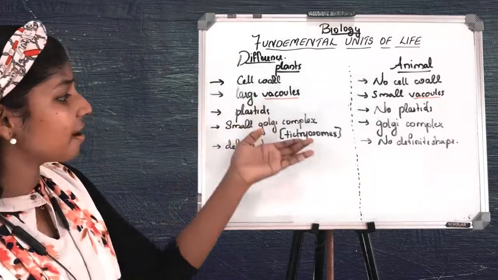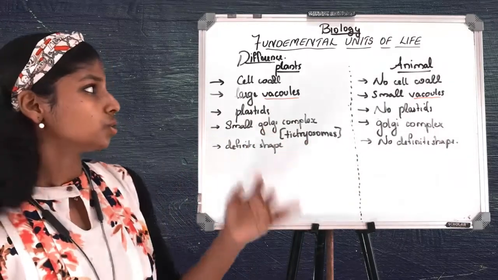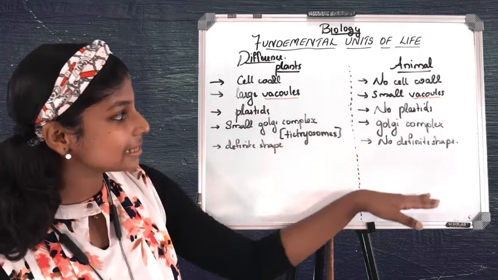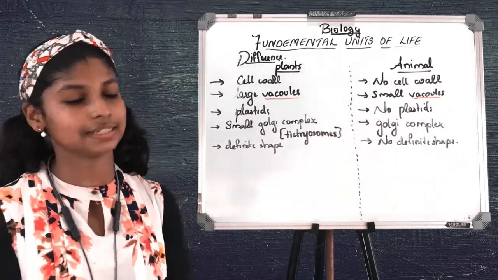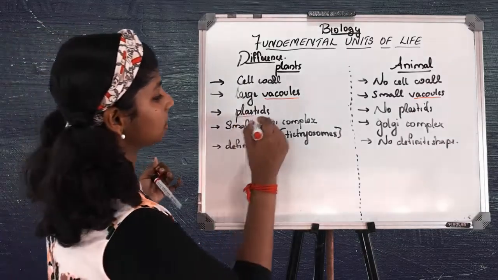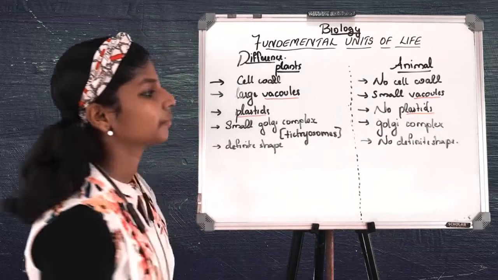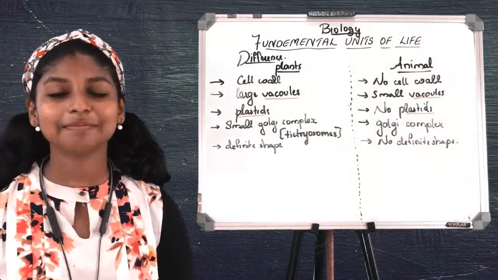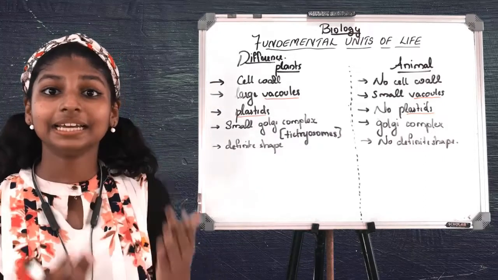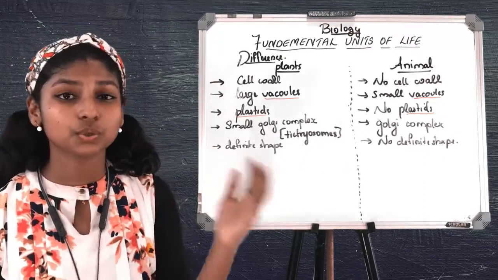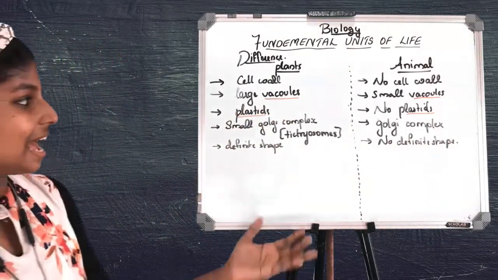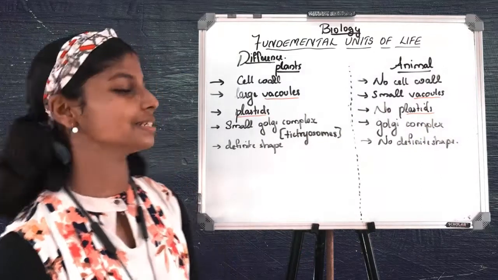The next, third one is the plastids. Plant cells have plastids, and on the other hand, animal cells lack plastids. So, what do you mean by the term plastid? The term plastid means they are organelles. They are the color-giving pigment to the plants. So, plants consist of plastids and animals lack plastids.